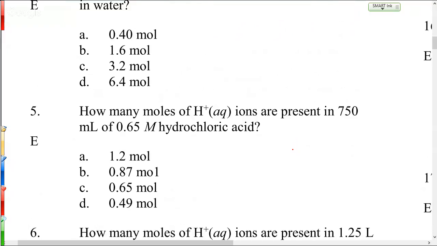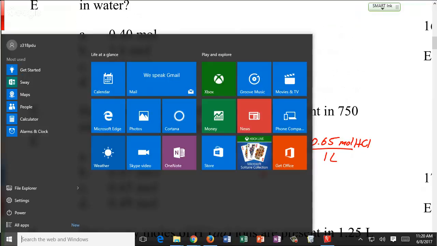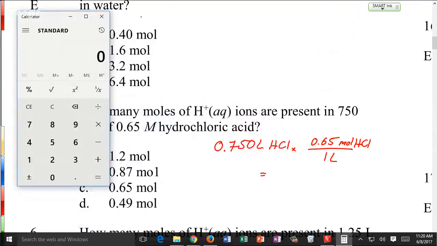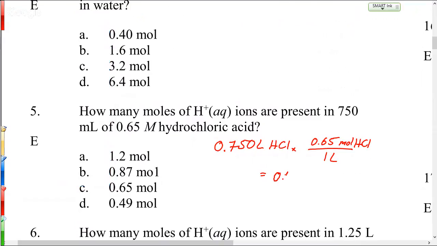So we would say 750, well, let's just convert that to liters, 0.750 liters of HCl. And then the molarity tells us it's 0.65 moles per liter. So we've got 0.75 times 0.65, which is 0.49 moles HCl. All right, and now we've got a decision to make, although the choices make us not have so much of a decision.